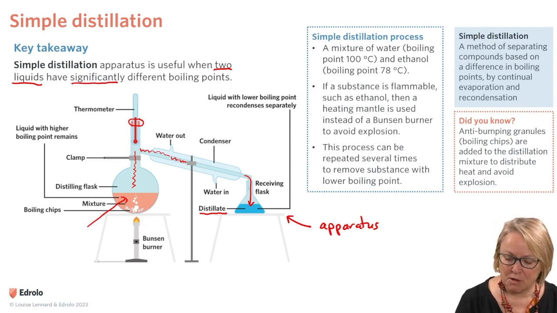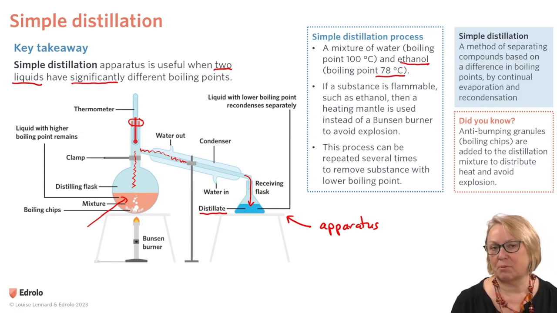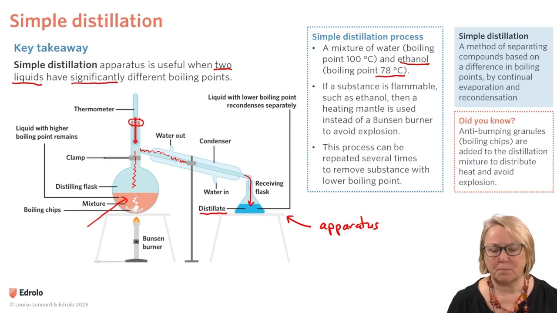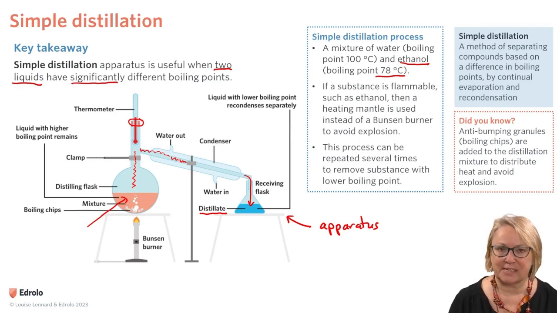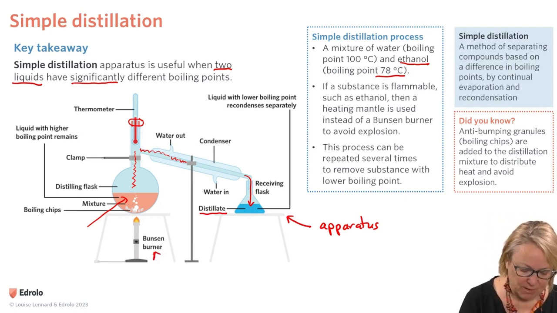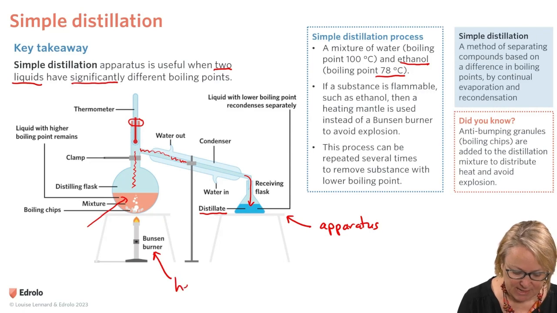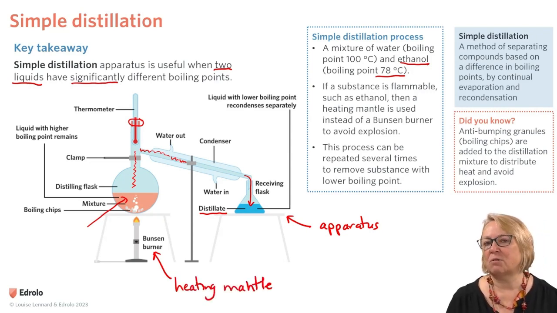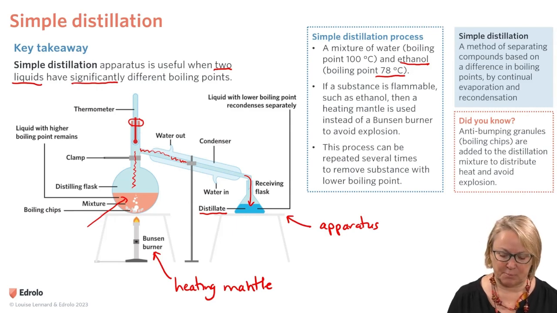So ethanol, for example, has a lower boiling point than water. It boils at 78 degrees Celsius, whereas we know that water boils at 100 degrees Celsius at sea level. In this case, we've got a Bunsen burner here, but we would actually be using a heating mantle if we were actually heating ethanol, because ethanol is flammable.